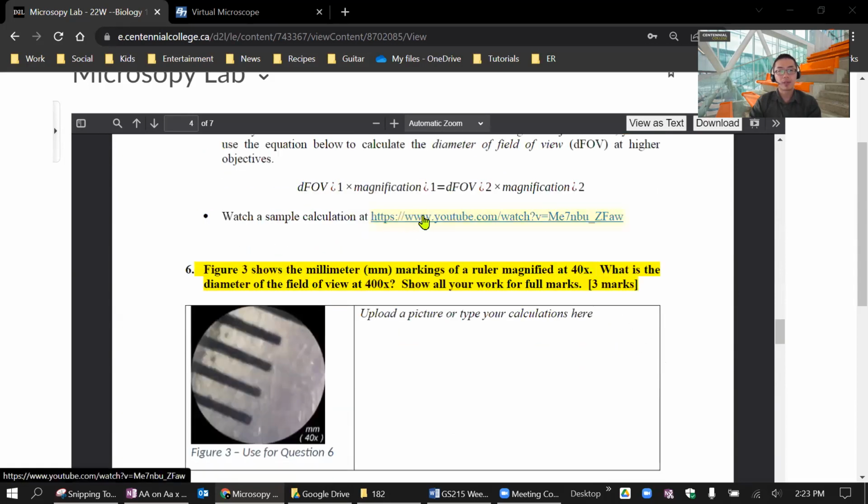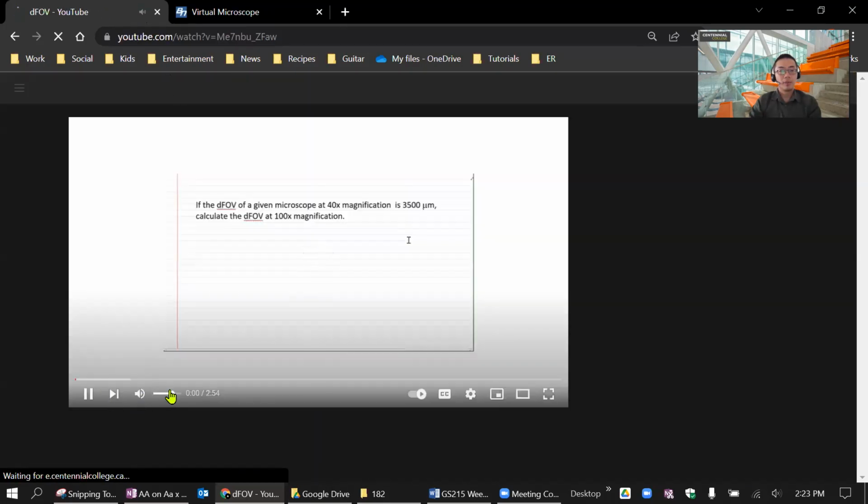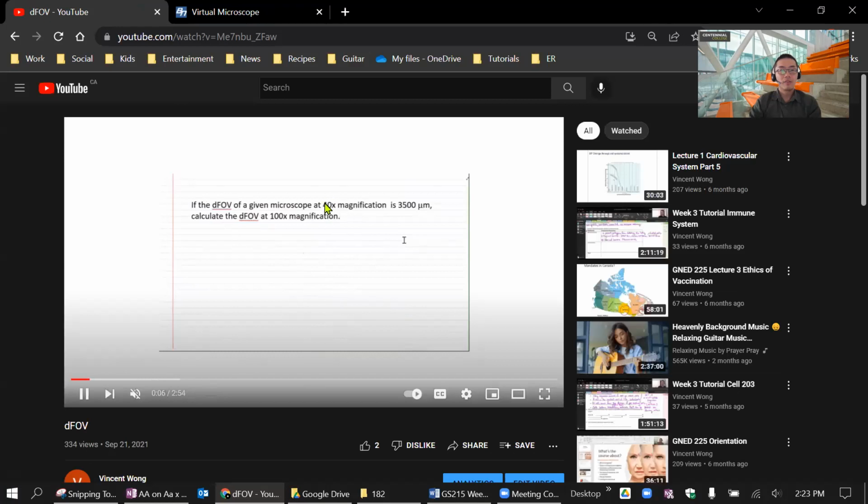And then there's a sample calculation. Okay, so I'm going to click on that. I'm going to mute myself so I don't hear myself talk. So this is a sample question that shows you, if you have a 40 times magnification with this field of view, what would be the field of view at 100 magnification, right? And then I will go through all the math that shows you how to do it. Okay, so watch this and then you will know how to do it.